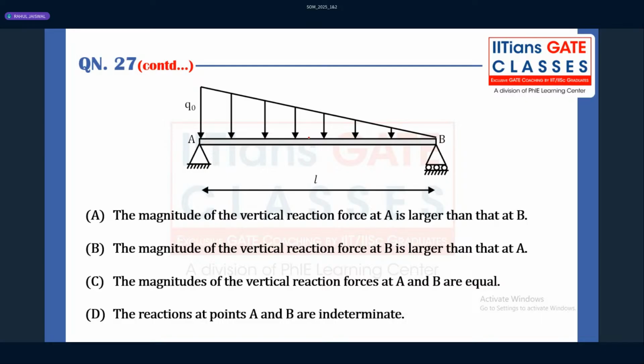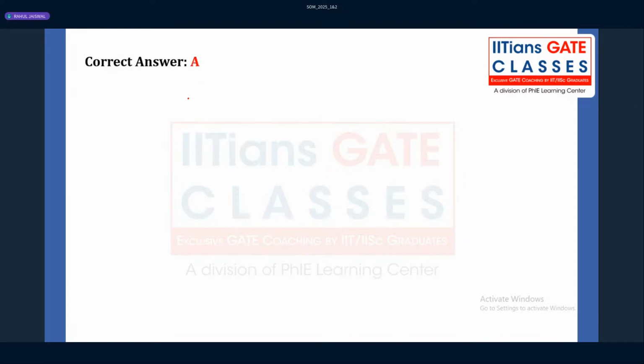Before coming to the solution, you can directly eliminate D and C, because it is not a uniformly distributed load, not a constant load where every section is subjected to the same intensity. So C cannot be the correct answer, and D cannot be correct because a simply supported beam comes under determinate beams. We can easily determine the reactions from the static equilibrium equations. Now coming to options A and B, we need to solve using the static equilibrium equations.